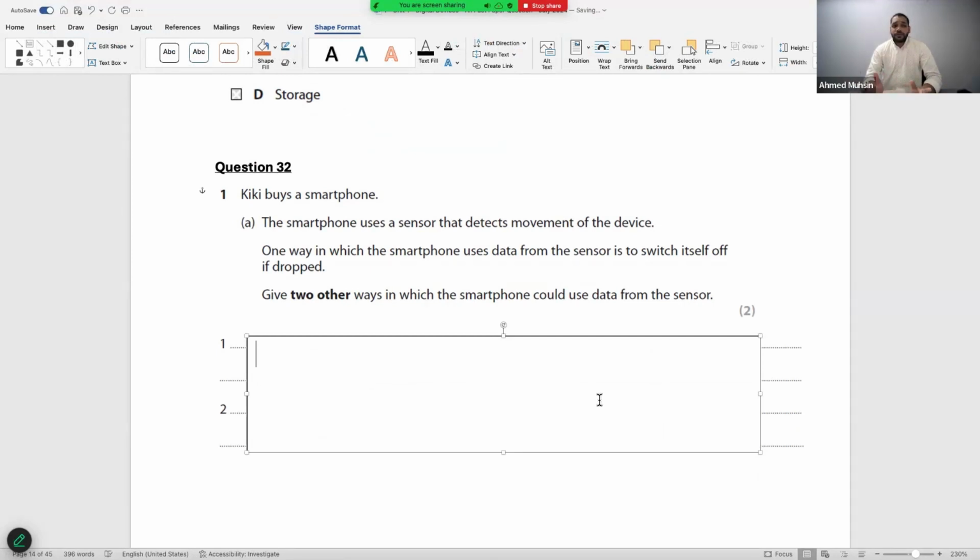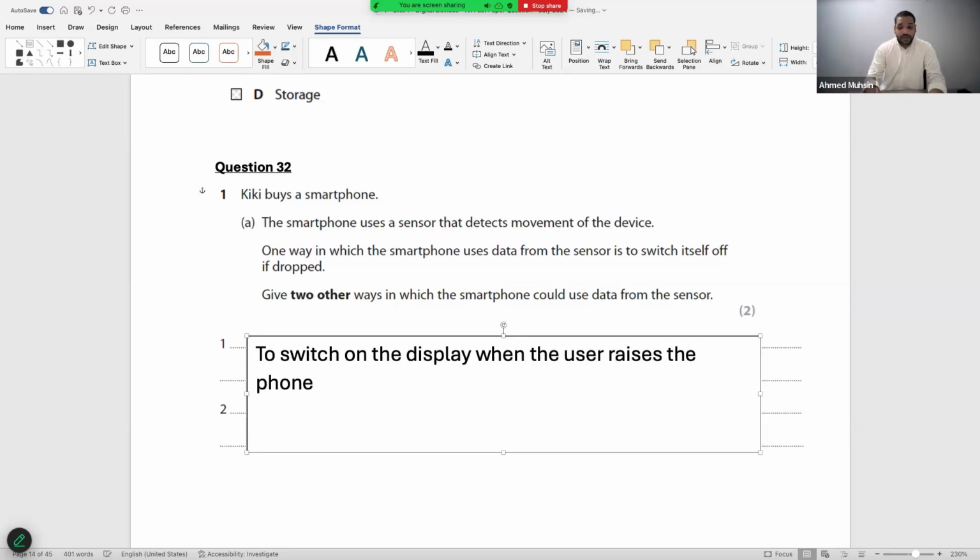I didn't get you. To automatically switch on when the user looks at it. Okay, you can say to switch on the display when the user raises the phone. Right. The example I gave you all was what? Light. So for what? To automatically adjust the brightness, right? Isn't it?